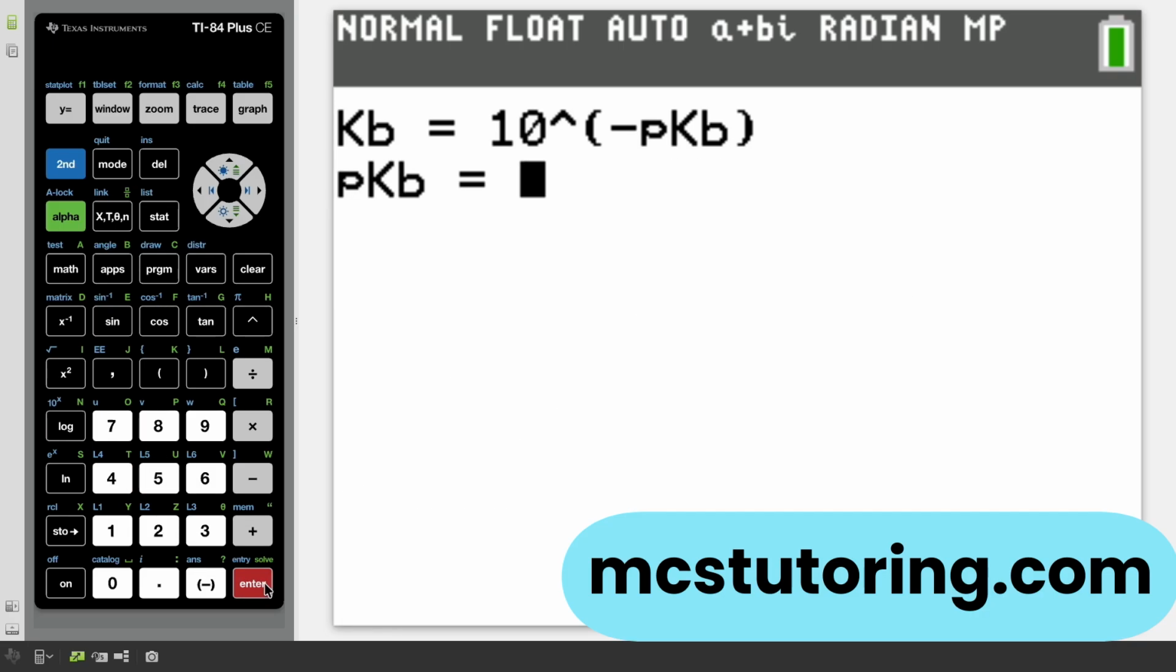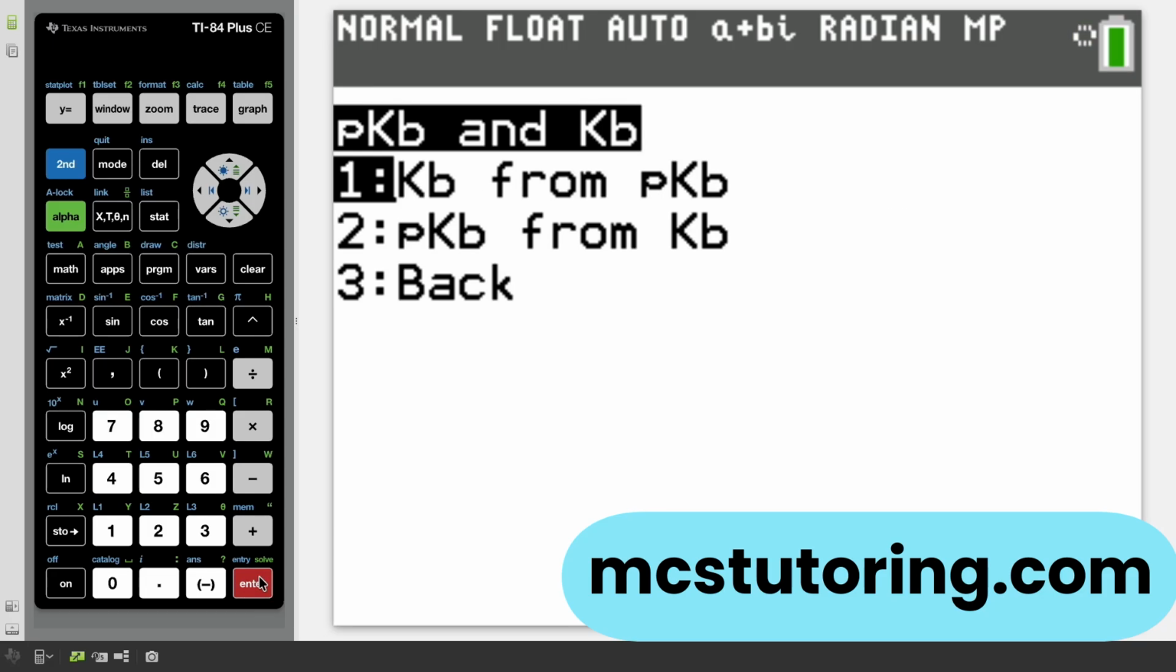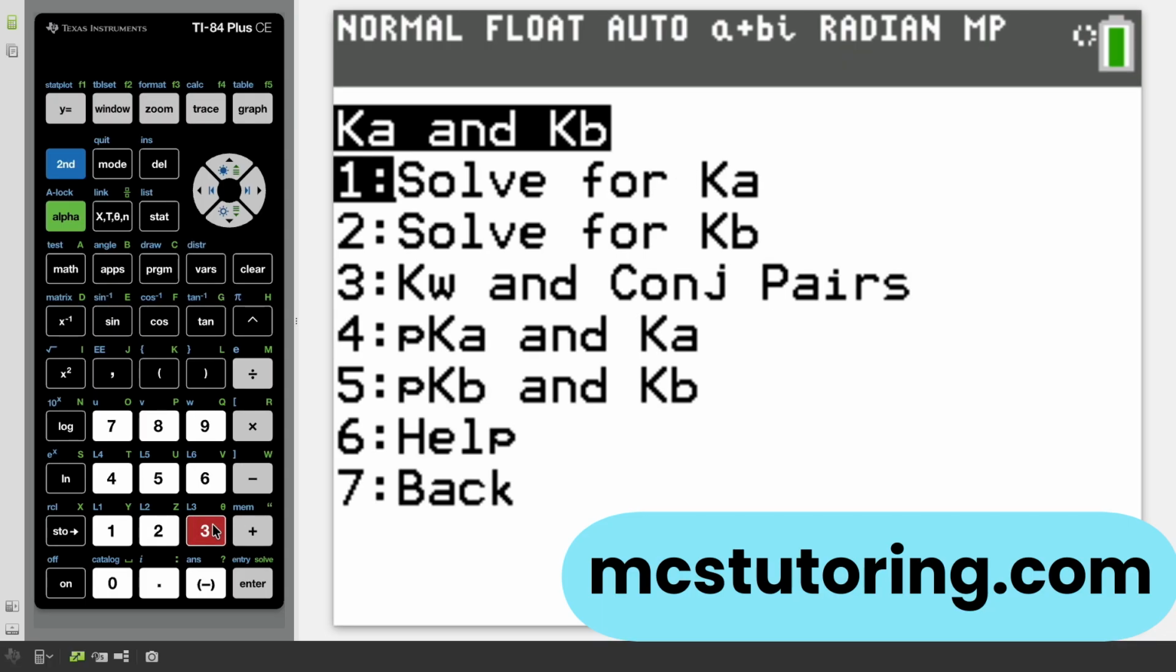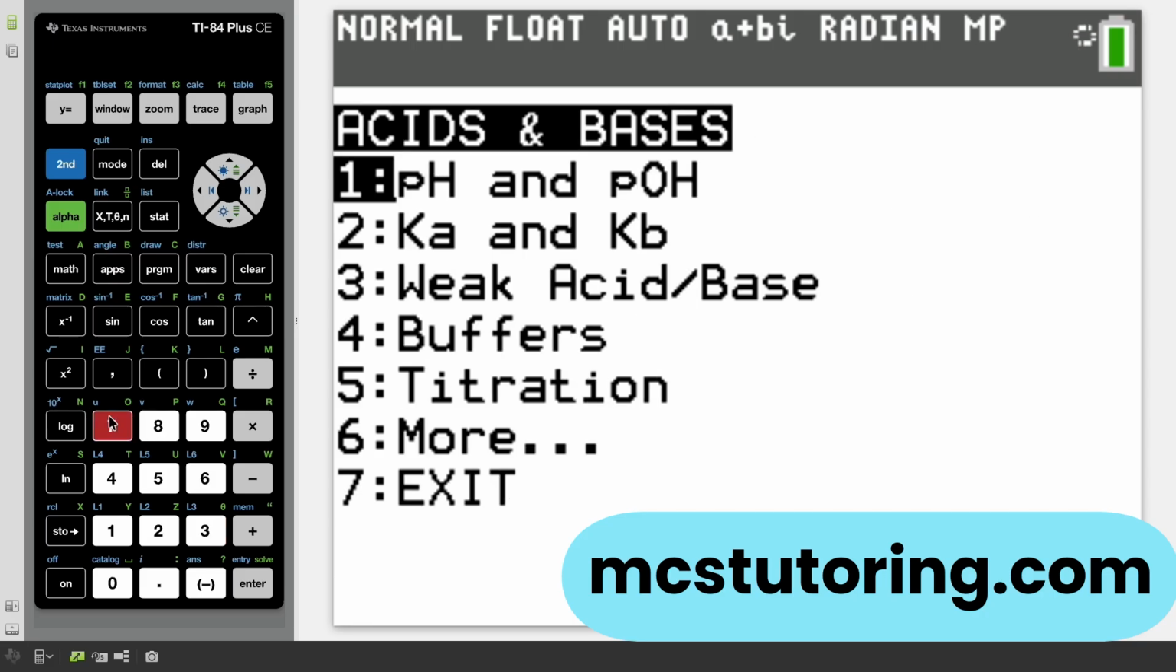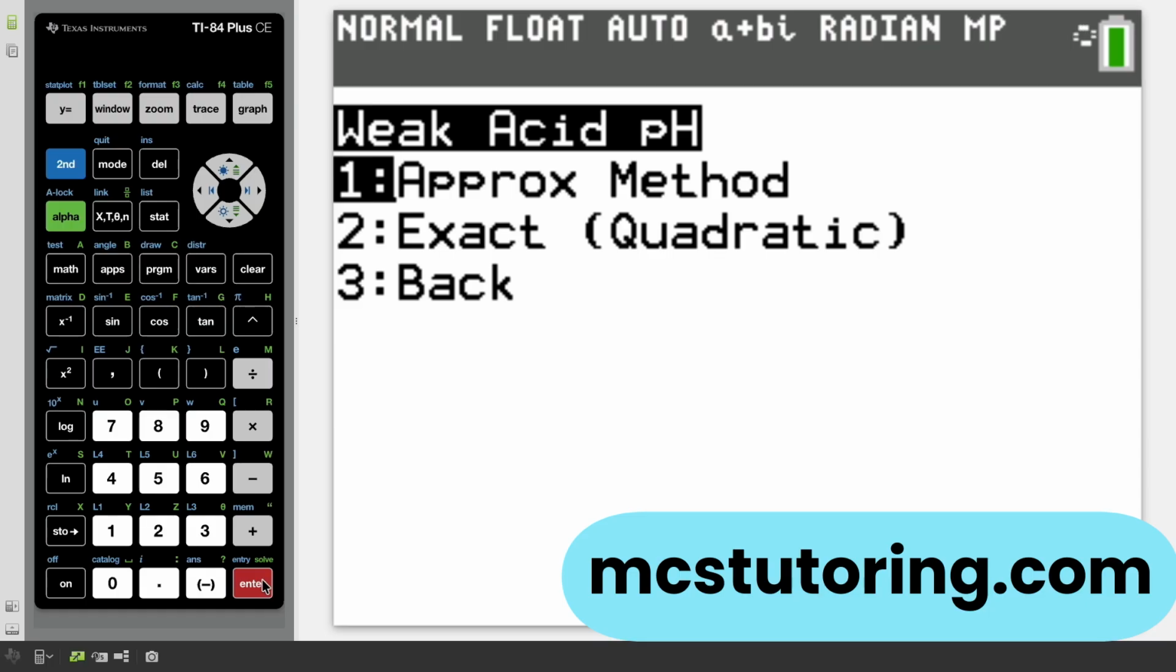The buffer section is built around the Henderson-Hasselbalch equation, pH equals pKa plus log of the ratio of the conjugate base to weak acid. You can calculate pH directly from pKa and concentrations, work backwards to find pKa from a known pH and ratio, or solve for the base to acid ratio needed to hit a target pH.